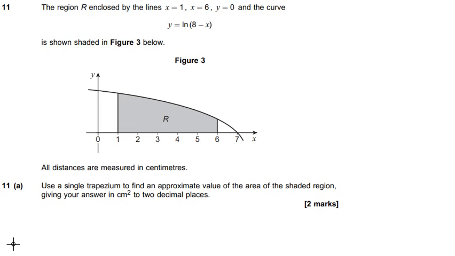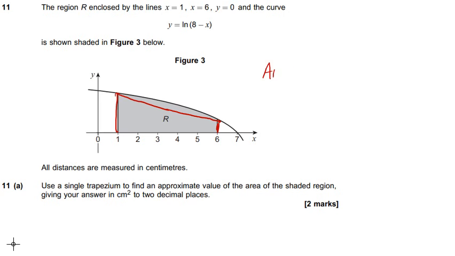Bit of a trapezium rule next. So we've got this equation, ln of 8 minus x, which is shown here. And first of all, we said use a single trapezium to find an approximate value. So what we're doing is we're just drawing a straight line across there. I mean, that's not a straight line at all. And we're just forming this single trapezium of the whole object.